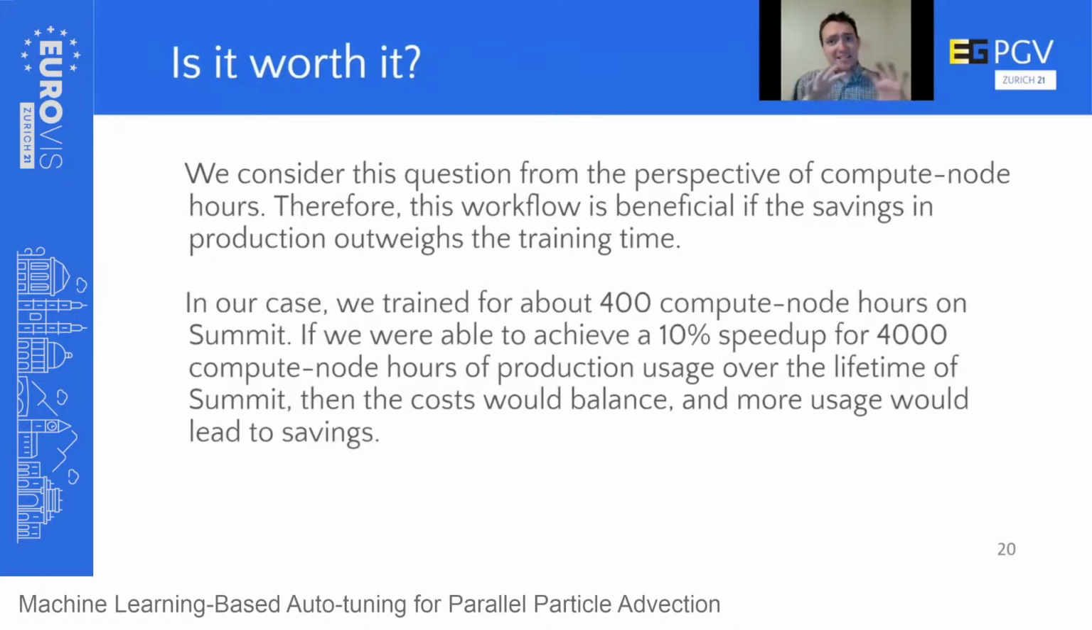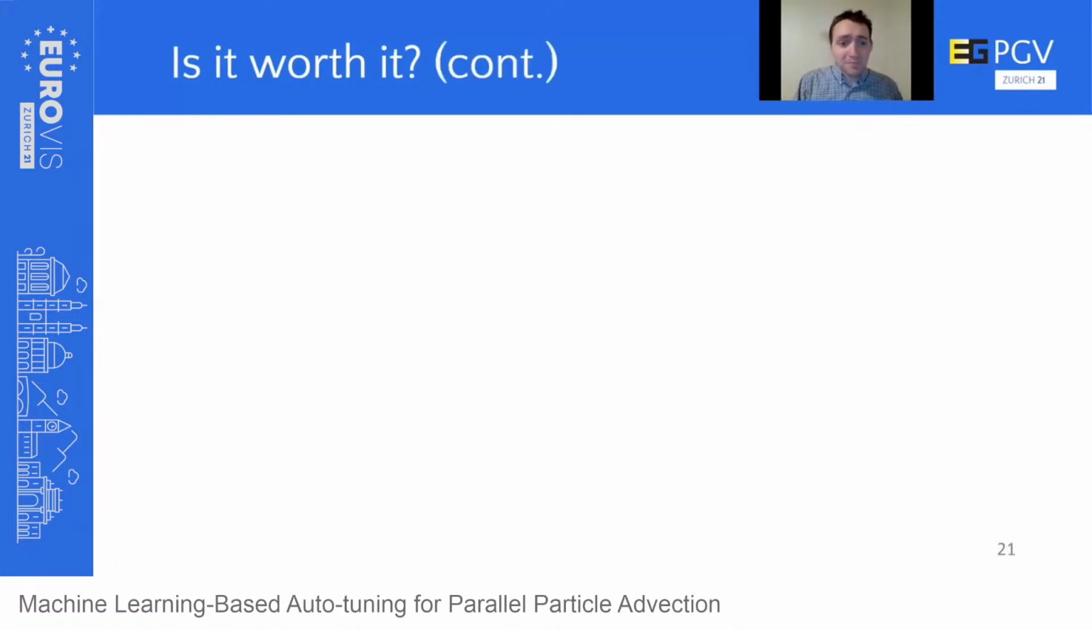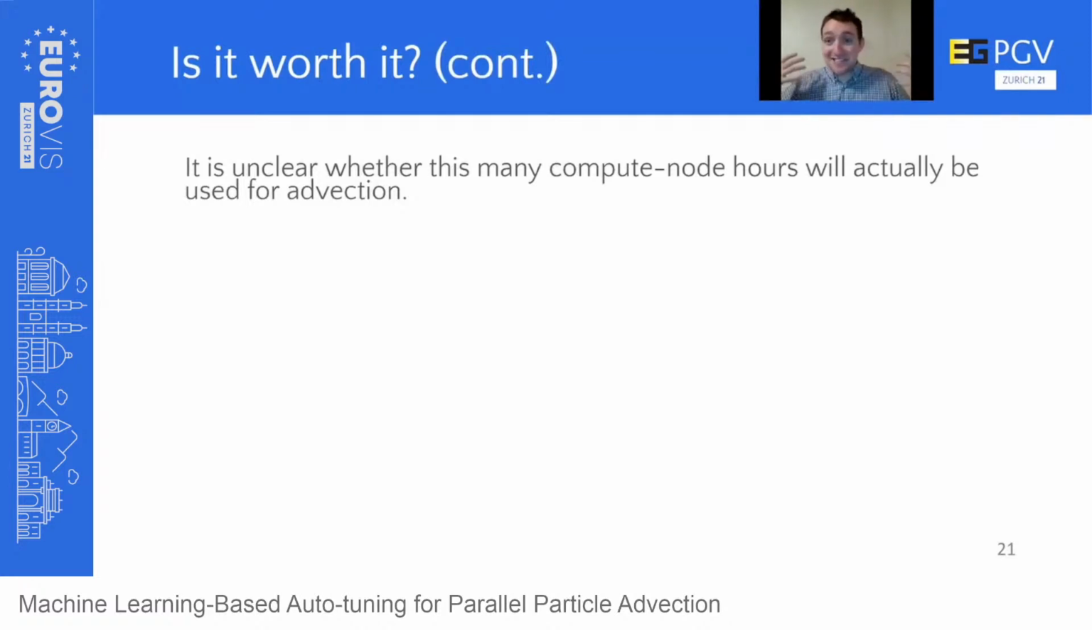For our particular case, in order to amass our production data, which served as the basis for our training, we used about 400 compute node hours in Summit. So by that back of the envelope analysis, if we're able to achieve a 10% speed up over 4,000 compute node hours, then we're going to break even. But there's the question of how many compute node hours will we actually use? Are we going to have 4,000 compute node hours over the course of this machine's lifetime?